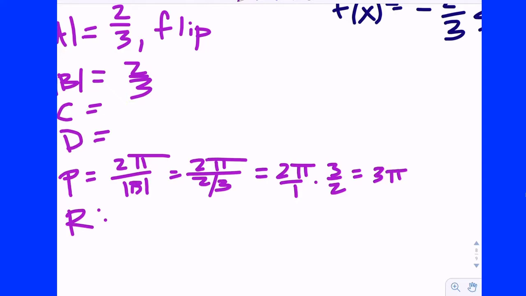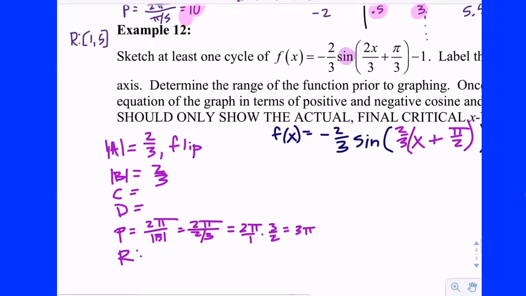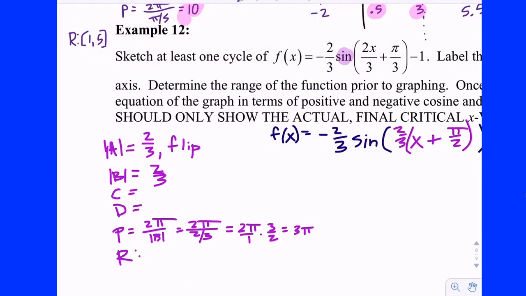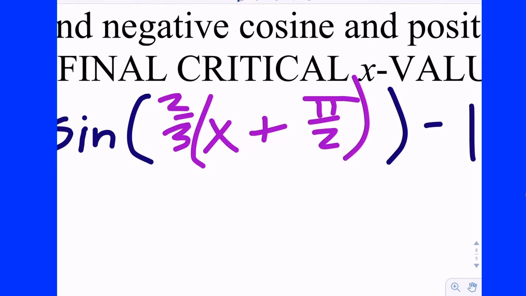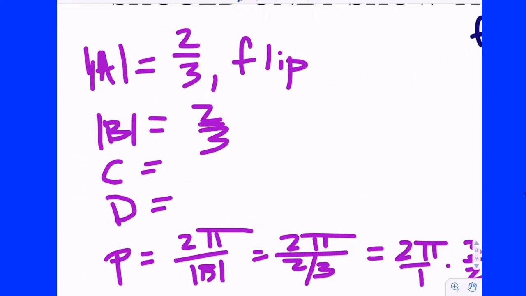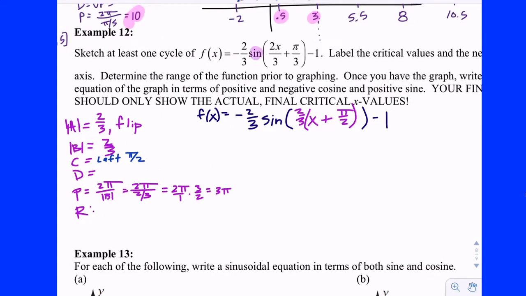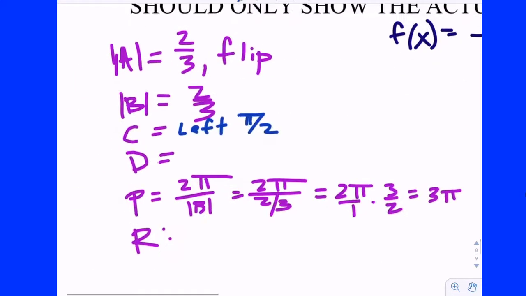You get 3 pi. Now, 3 pi makes sense because remember, we saw only 2/3 of a cycle between 0 and 2 pi. That's not a full cycle, so you need to go another third of 2 pi to see the full cycle, which is another pi. So it all makes sense. What's our C value? Come over here to standard transformation form. Left or right pi halves? Left pi halves. Remember, it's the opposite of what it would look like. So left pi halves. And then our D value is our sinusoidal axis. It's down 1.